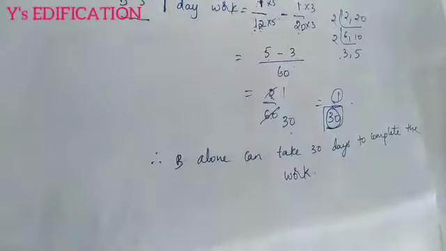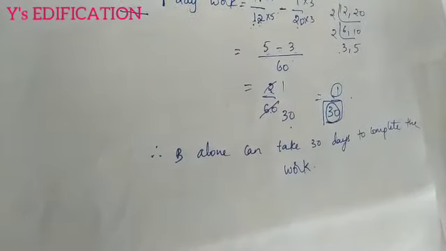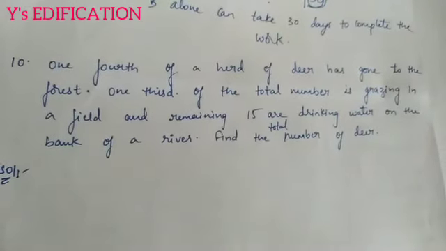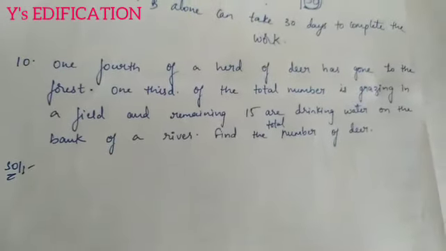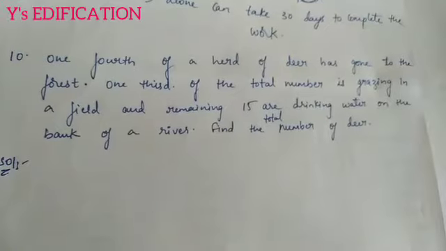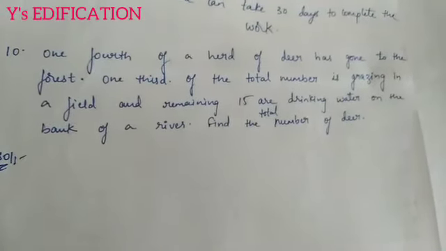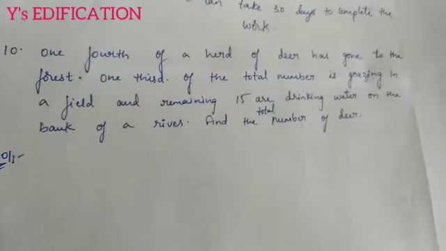So B alone will take 30 days to complete the work. Okay, next question. 1/4 of a herd of deer has gone to the forest. 1/3 of the total number is grazing in a field, and the remaining 15 are drinking water on a bank of a river. Find the total number of deer.